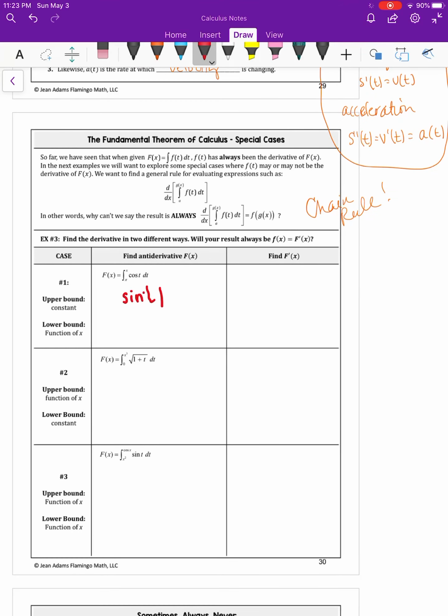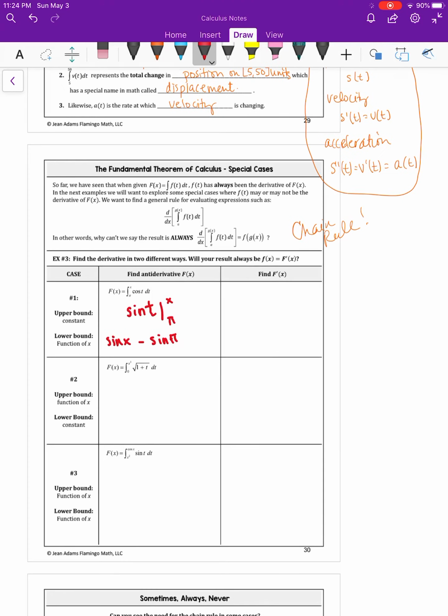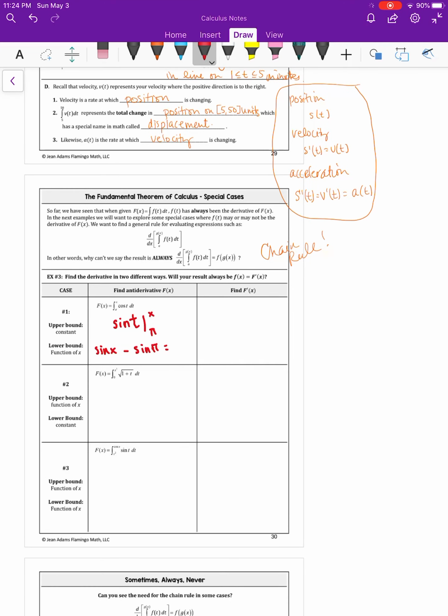Probably should have said the sine of t because I'm integrating. I'll change that. Sine of t from pi to x. So we get sine of x minus sine of pi. We know that the sine of pi is 0. So this just gives me sine of x.